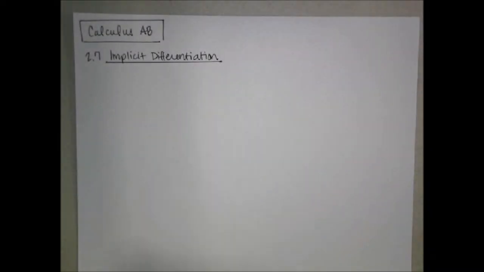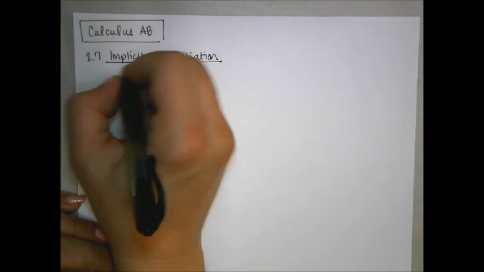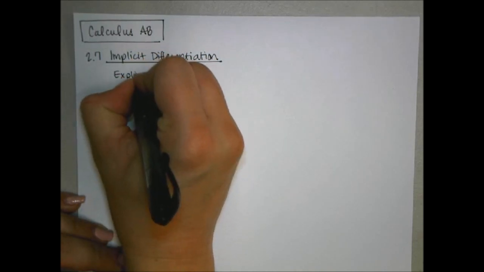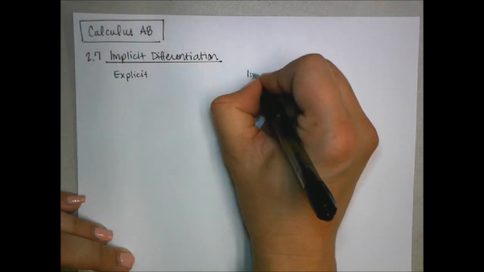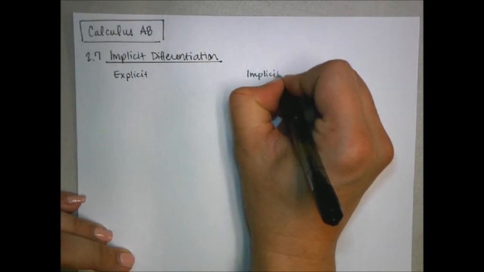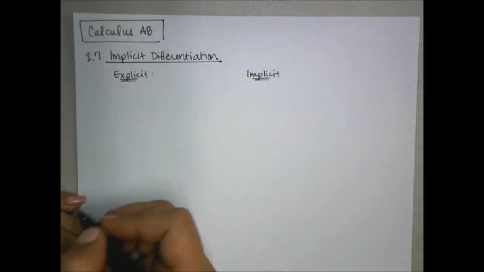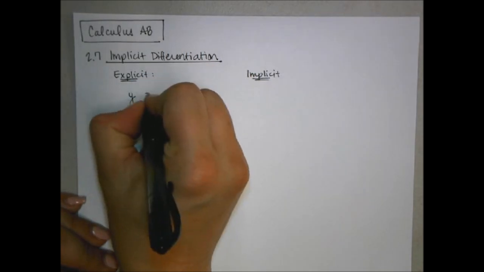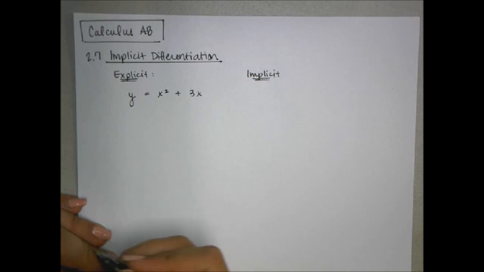2.7, we're going to talk about implicit differentiation. This is our last set of notes for this unit. First, I want to mention there's a difference between explicit and implicit differentiation. So, a function in explicit form has y equals x squared plus 3x.